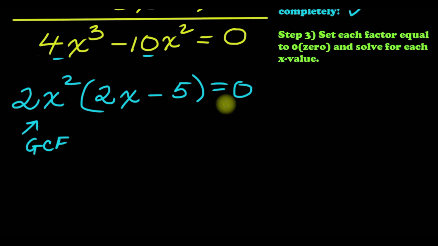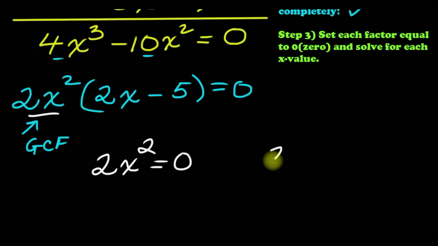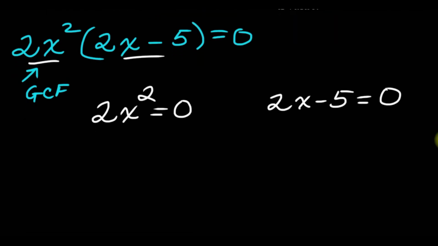And then step 3 is to set each factor equal to 0 and then solve for x. Okay, so we're going to set each factor. So here's a factor, 2x squared equals 0. And then the other one is 2x take away 5 equals 0. And then we're going to solve each one for x. And that's how you find out your x. So to solve for x here, we have to divide by 2.